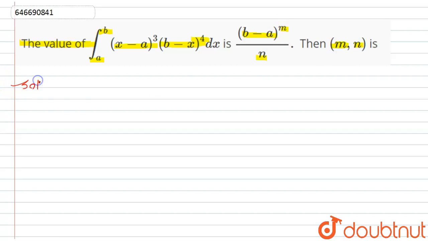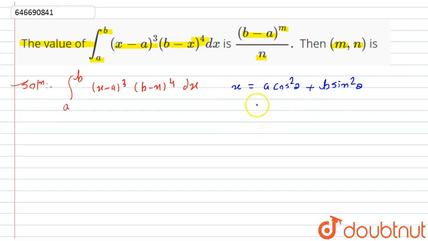So simply to find the value of m and n, we have to evaluate the integration, that is integration of a to b, (x minus a) whole cube (b minus x) raised to 4 dx. For this we will use the substitution method, that is, let x equal a cos square theta plus b sin square theta.